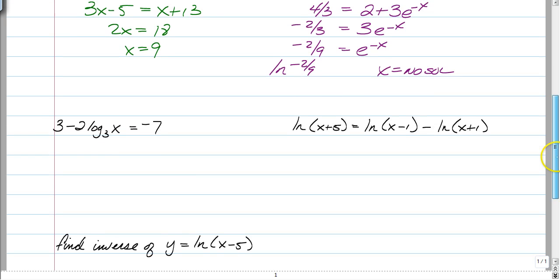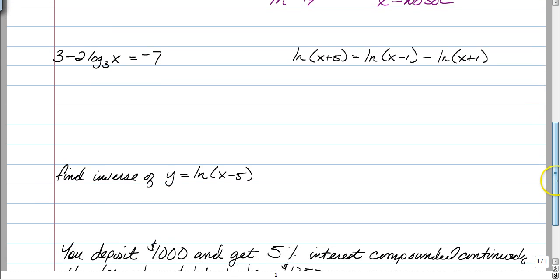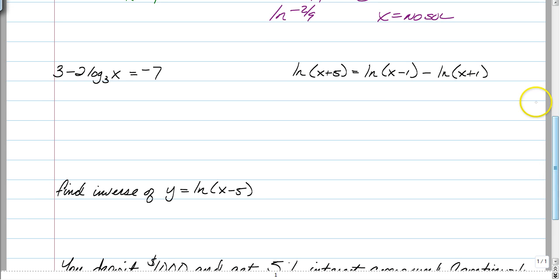Next example, again, we need to get that 2 log base 3 of x by itself first. So the first thing you're going to do is subtract your 3 from both sides. That'll give you a negative 2 log base 3 of x is equal to a negative 10. Divide both sides by your negative 2, and that's log base 3 of x is equal to a positive 5.